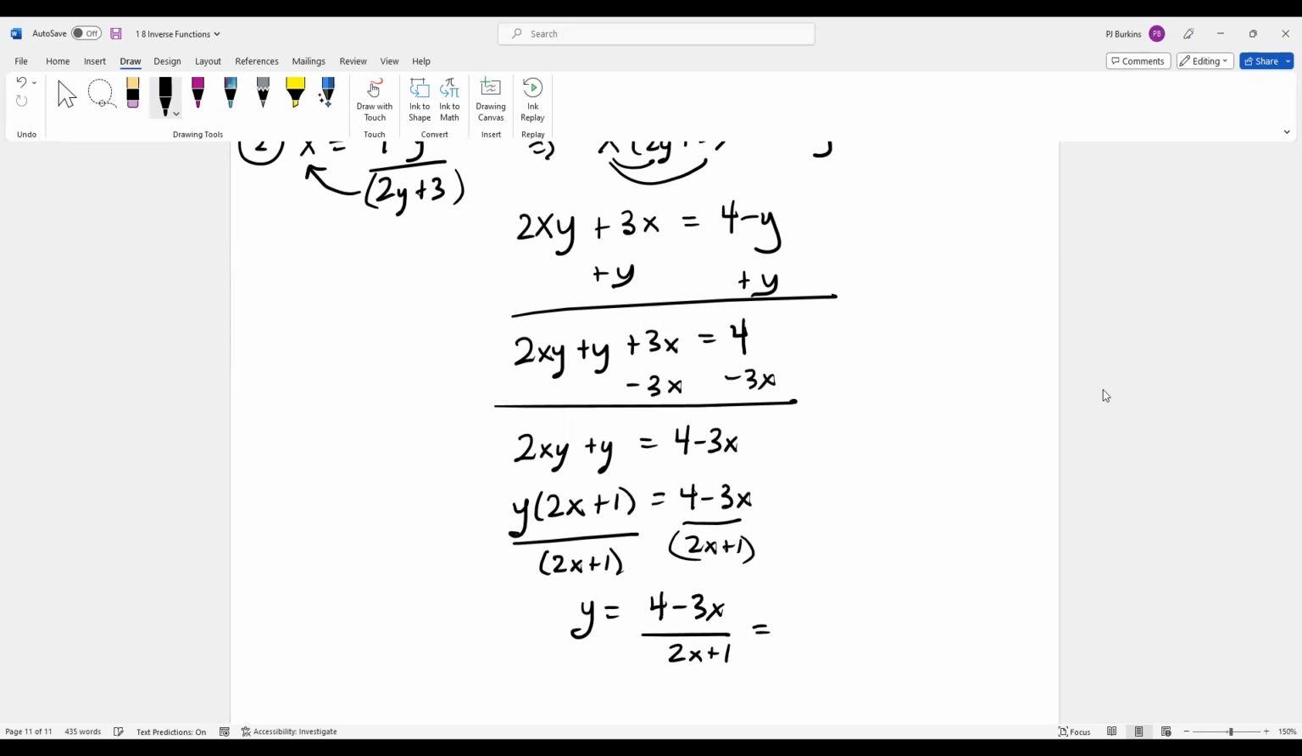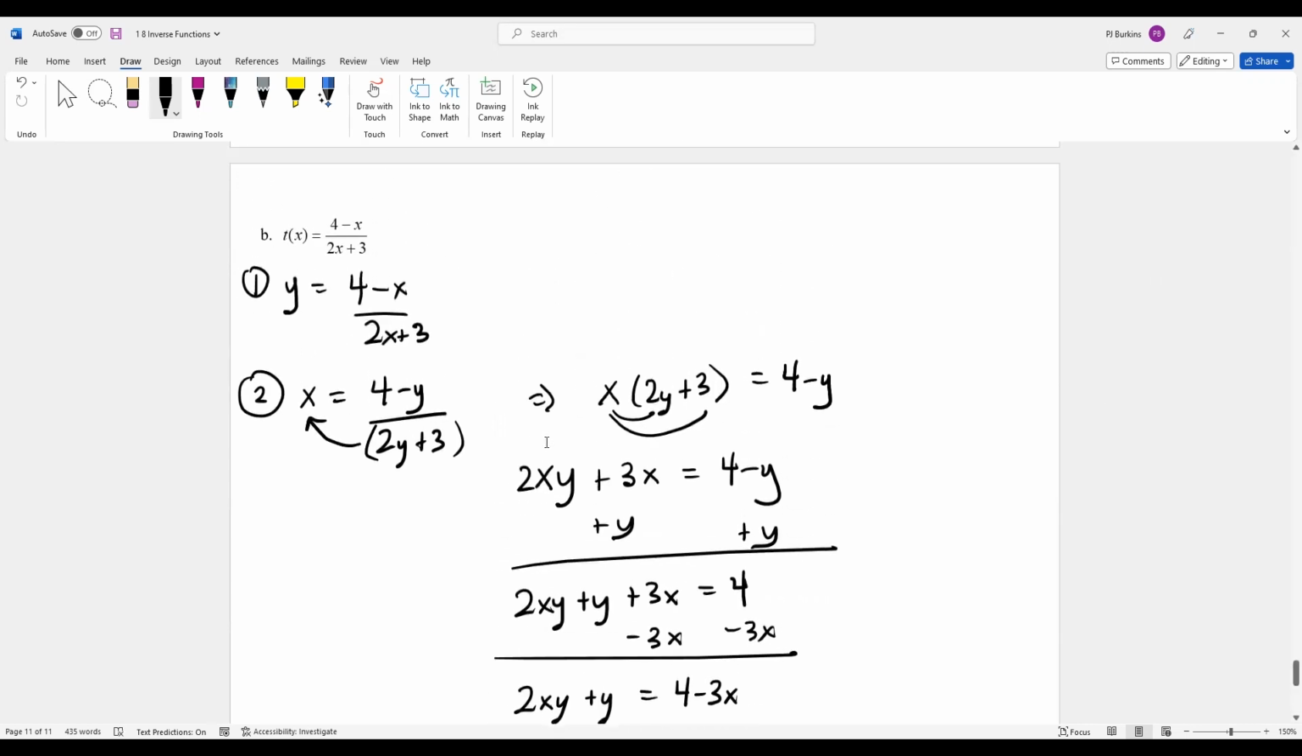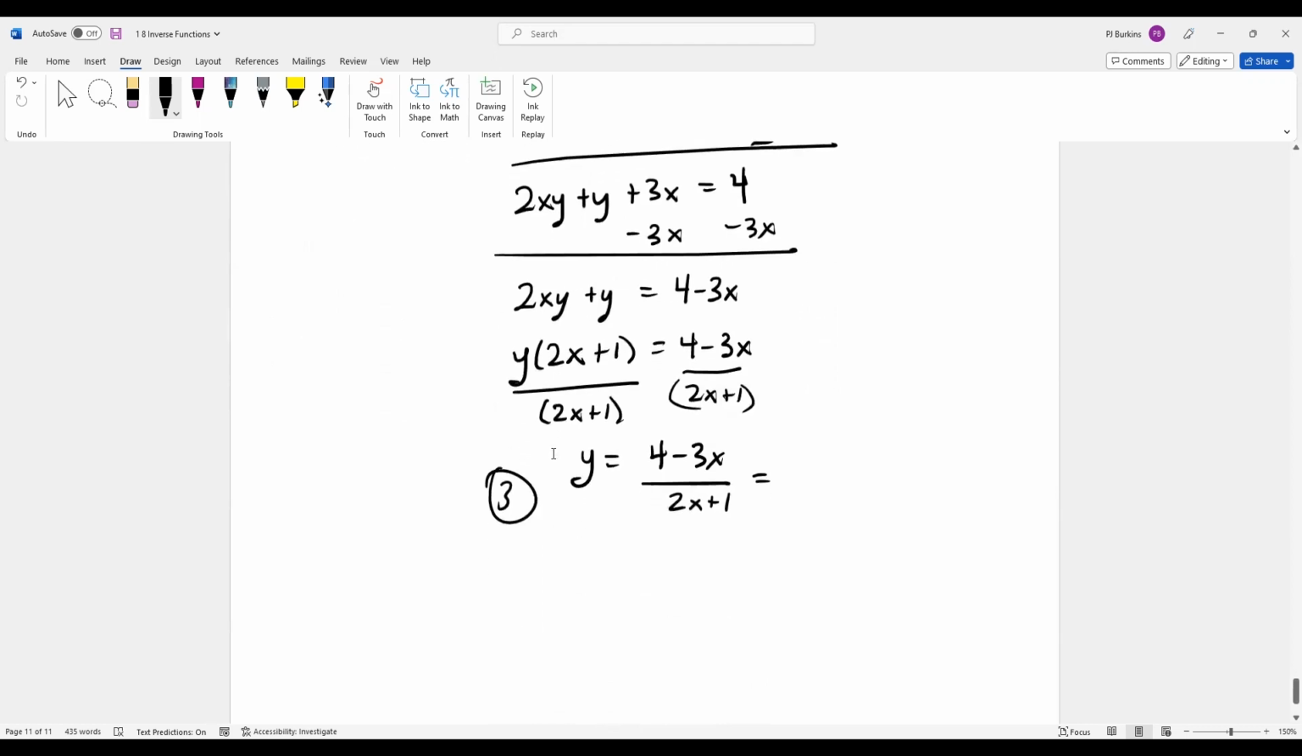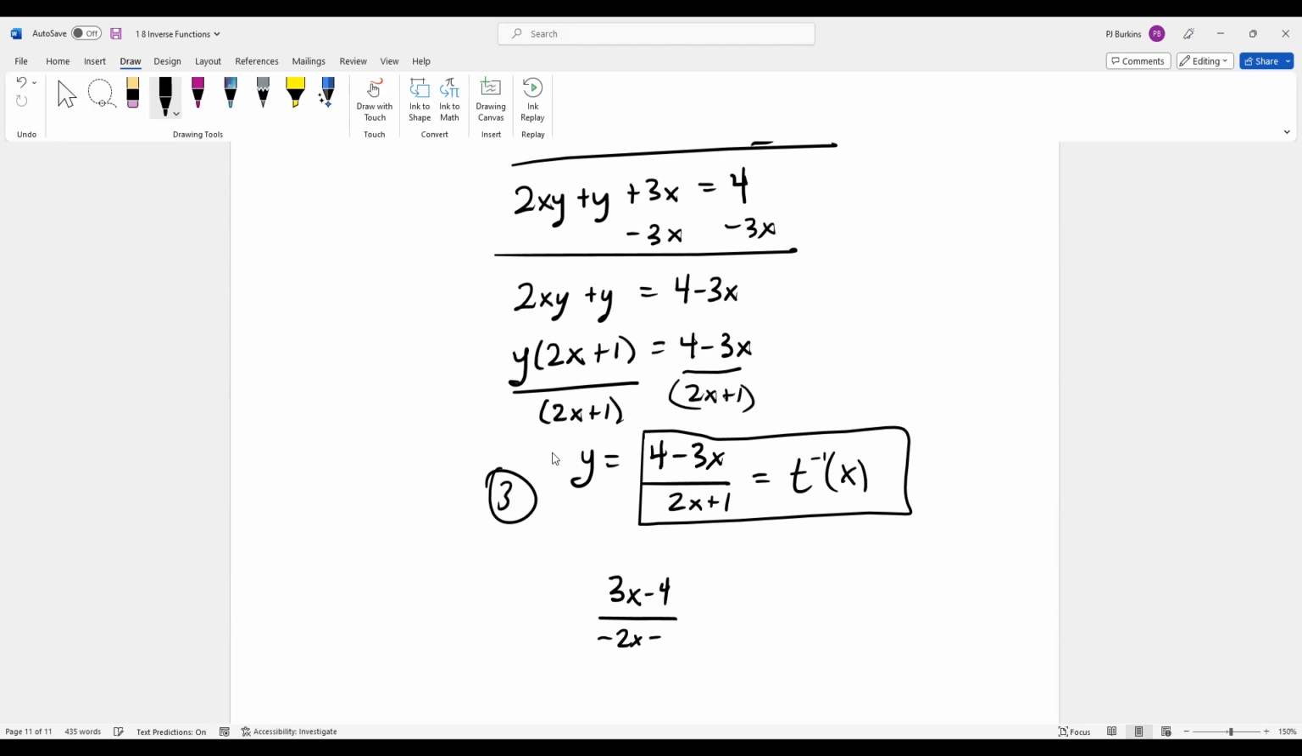And then step 3 is to change it to inverse. This was a t of x, so I'm going to call it t inverse. And that's this guy. Again, yours might look a little different if you decided to move things to other sides of the equation. For instance, you might have 3x minus 4 over negative 2x minus 1. All right, same thing.